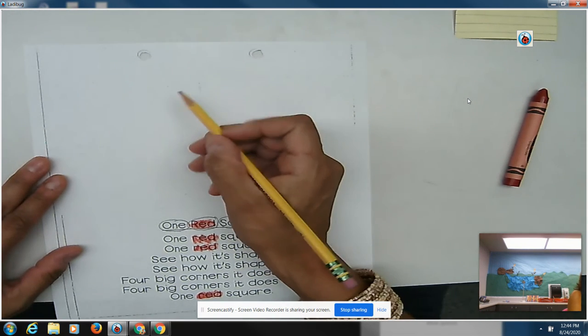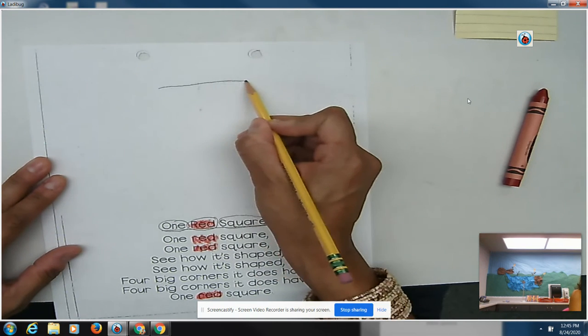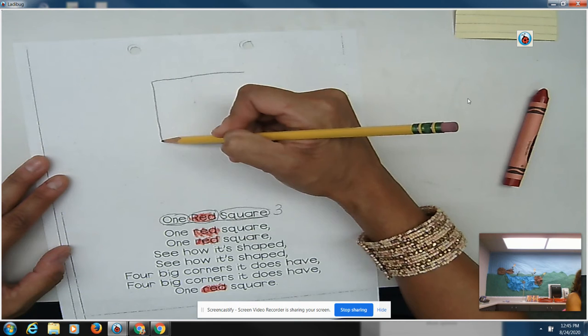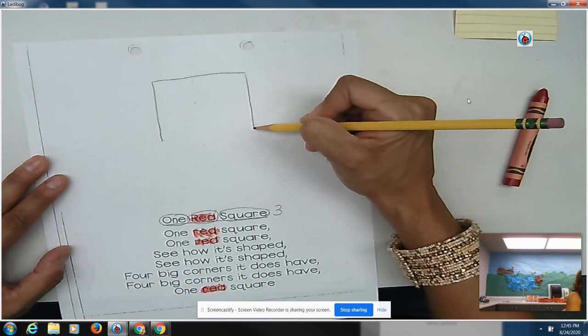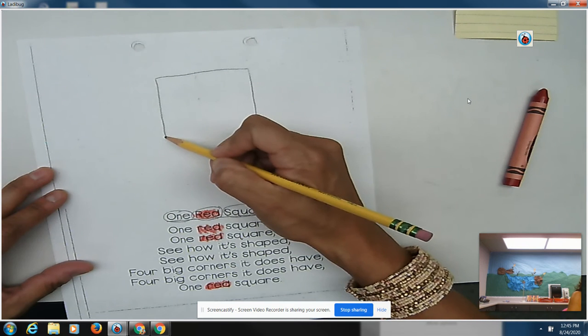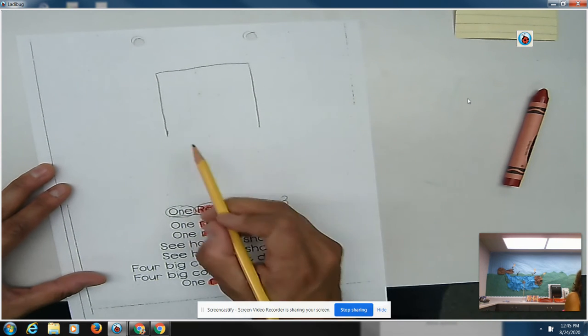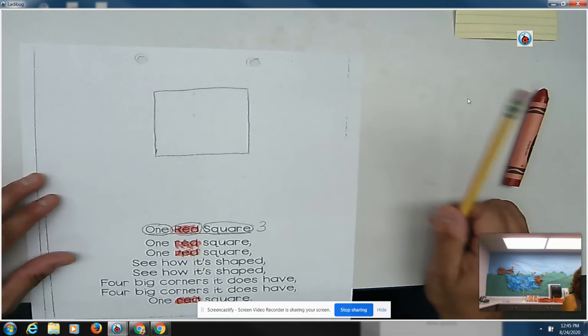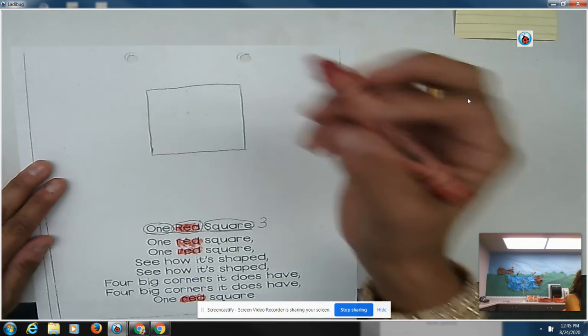Right here on the top, I'm going to start with a line across. Make sure you're using your pencil so that you can erase if you make a mistake. Then we do 2 lines down. Whoops, this one's a little bit longer there. Then I am going to go across this way. And there's my square.